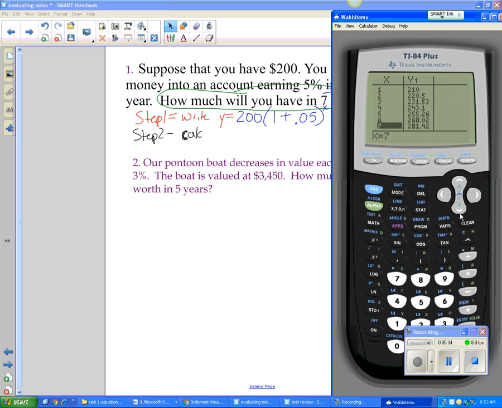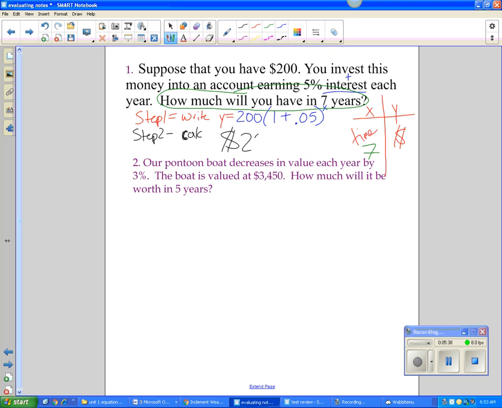And how much money do I have after 7 years? Anybody? Okay. 281.42 is your answer. That's how much you will have in 7 years. Yes, I'm going to do it this way, Daniel, but you can do it that way too.